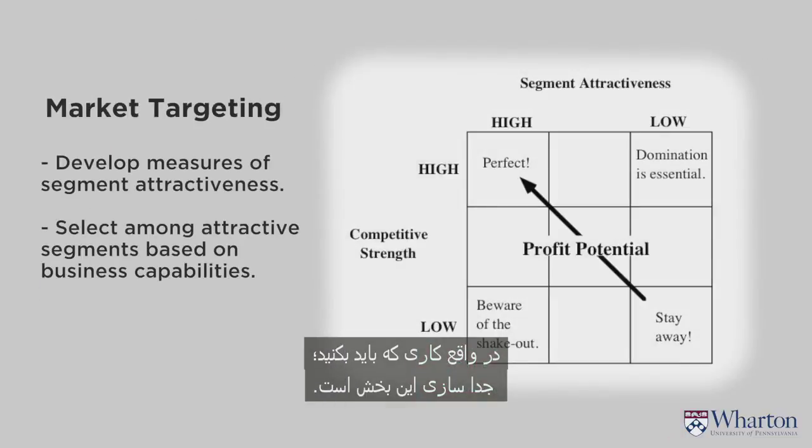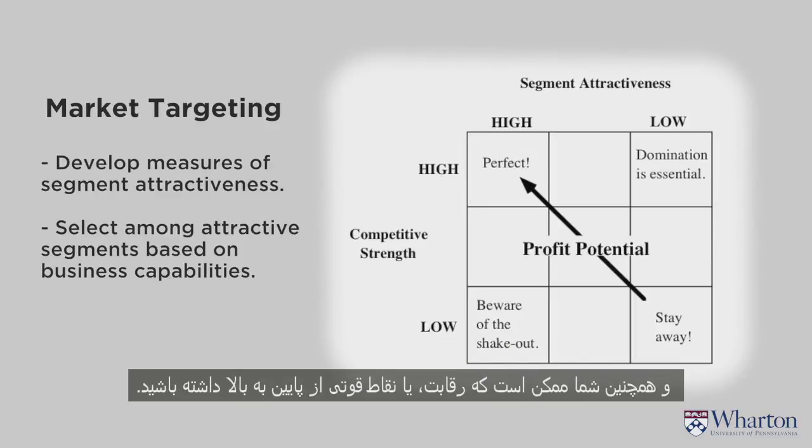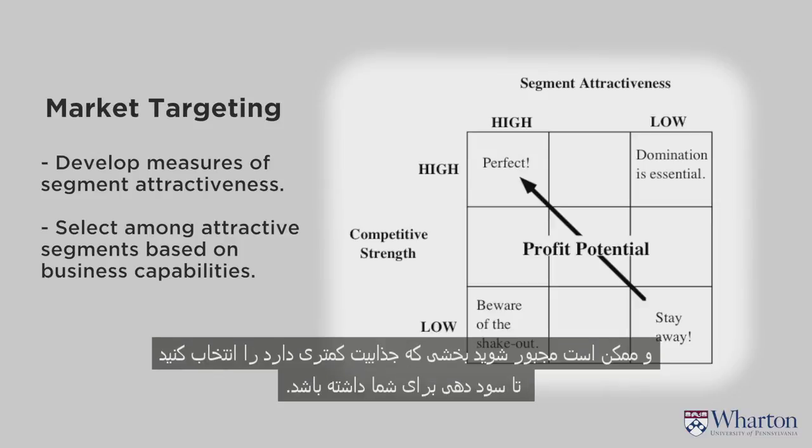So what you're looking for, and this is a graph that shows it, is that you can have low to high segment attractiveness, and you can have low to high competitive strength. The best segment to go after or to target would be the most attractive segment where you are strongest relative to the competition. That's perfect. Sometimes you can't get the perfect segment, and so you may choose something that's a little bit less attractive but still something that you think would be profitable.